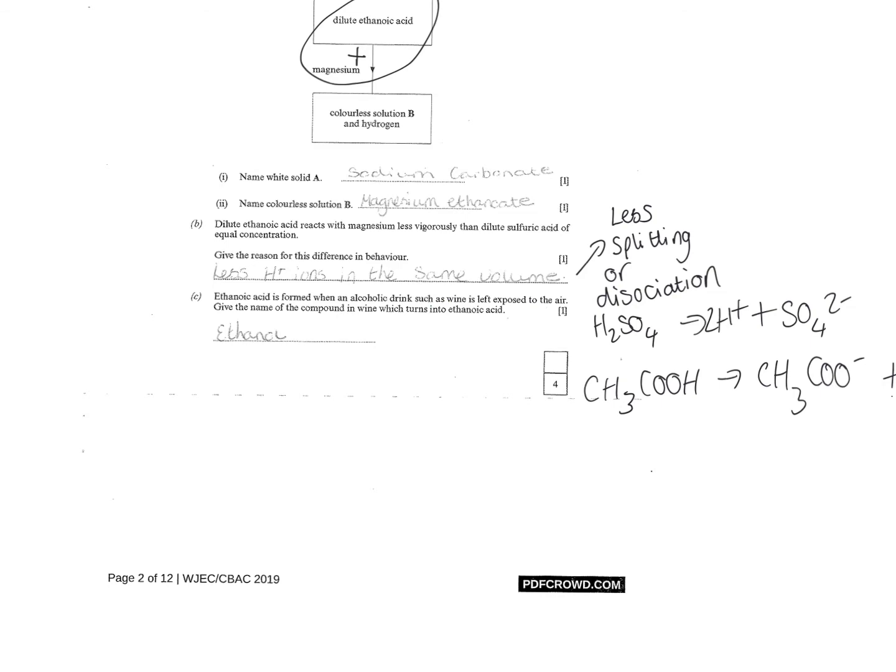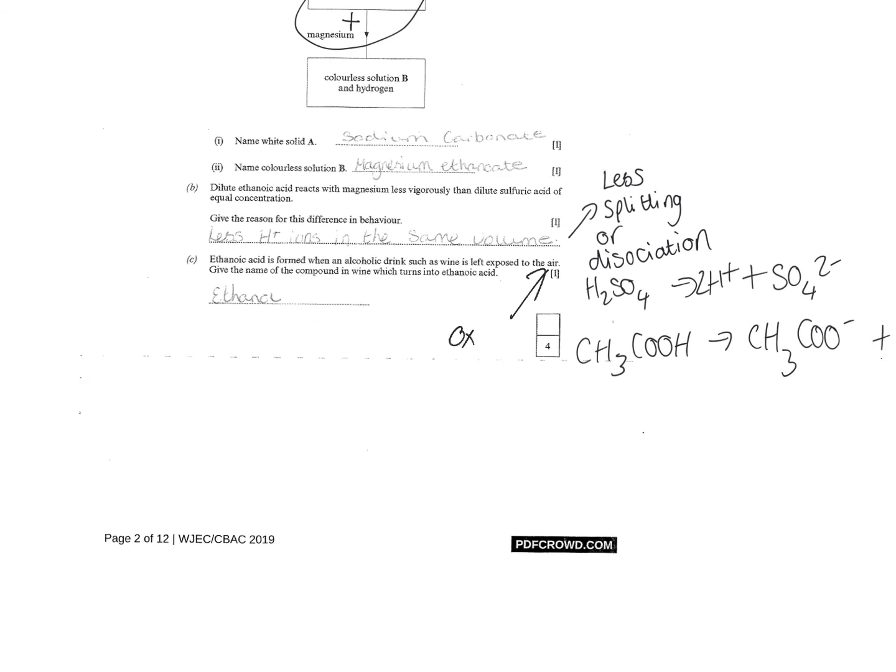air. That's oxidation, thinking about what's in the air. Give the name of the compound in wine which turns into ethanoic acid. That's ethanol.